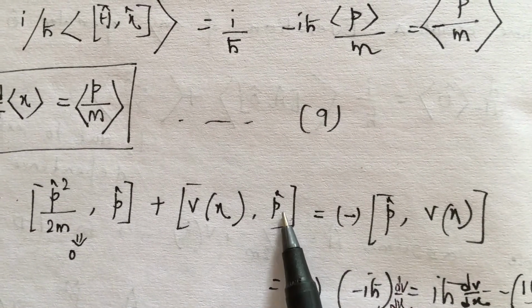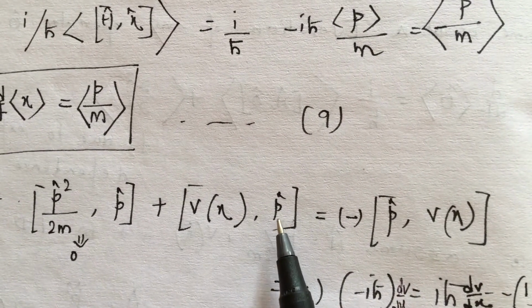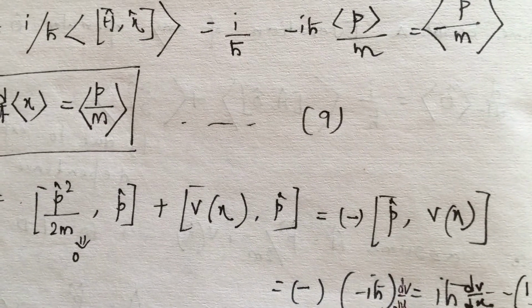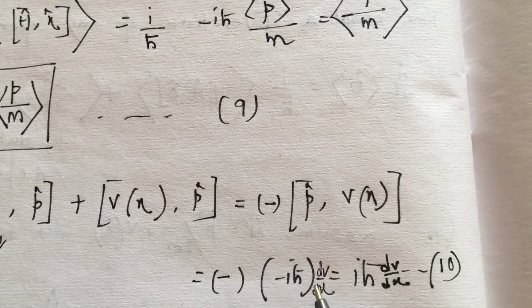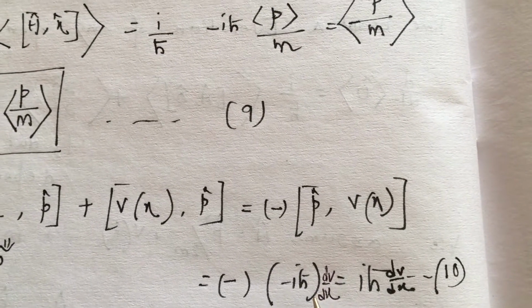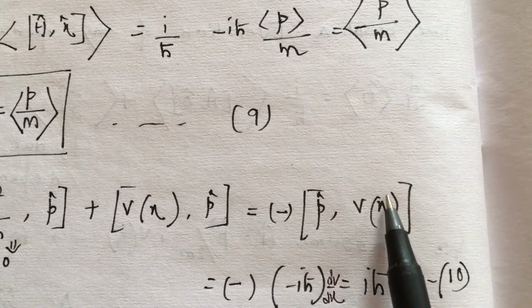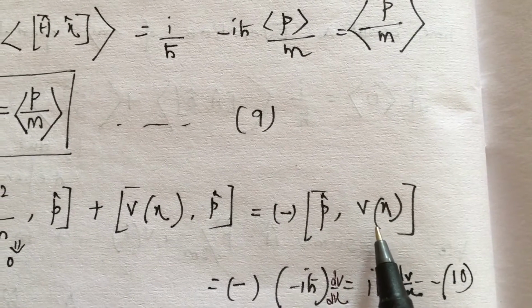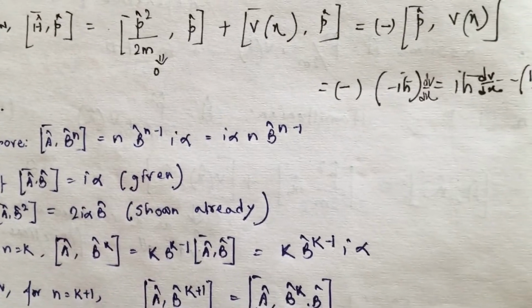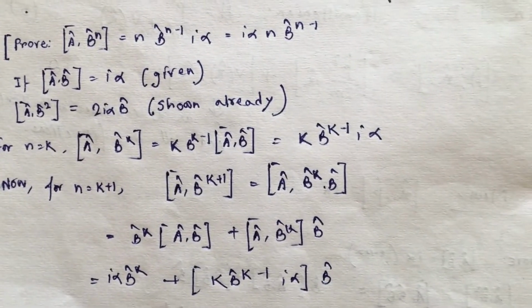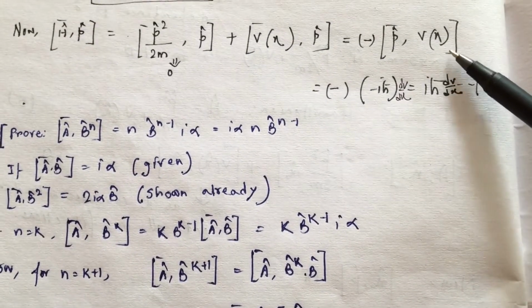I have just switched the order, so the minus sign appears here. And we know that the commutation relation of x and p will give me i h cross, and this is a function of x. Now I am going to show you a relation which I have derived, because we are going to use that here.